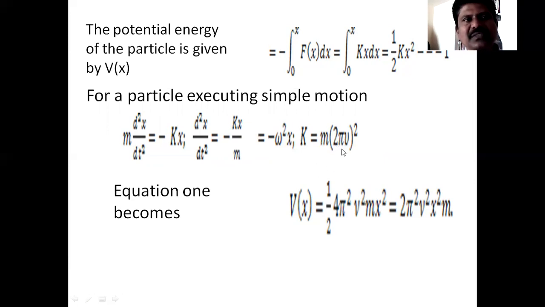So we substitute this into the above equation. Therefore, the potential energy of the particle, v of x, is equal to 1 by 2 into 4 pi square mu square m into x square, which simplifies to 2 pi square mu square m x square. Now we want to insert this value in the equation.